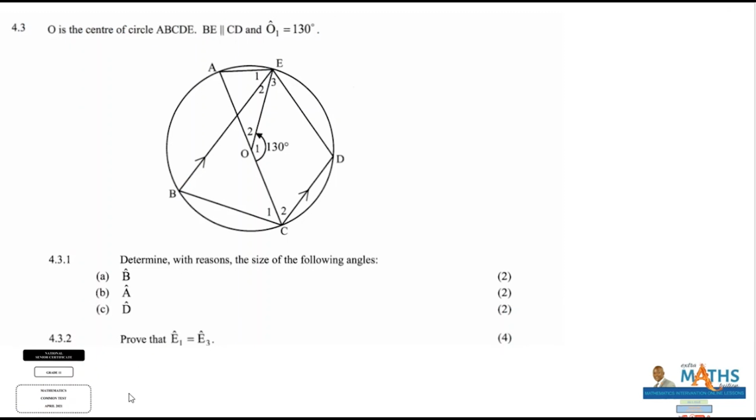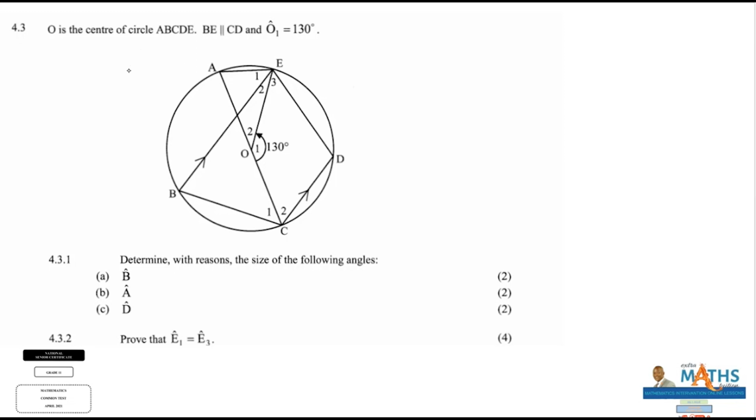Right, guys, let us look at 4.3. 4.3 was adopted from a previous paper, which was April 2021. Okay, first things first, read your given statement.